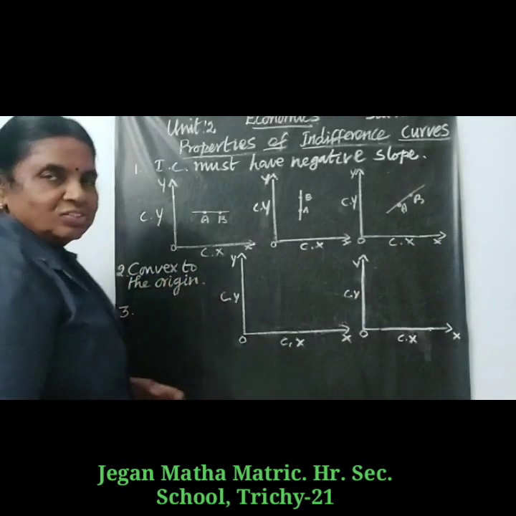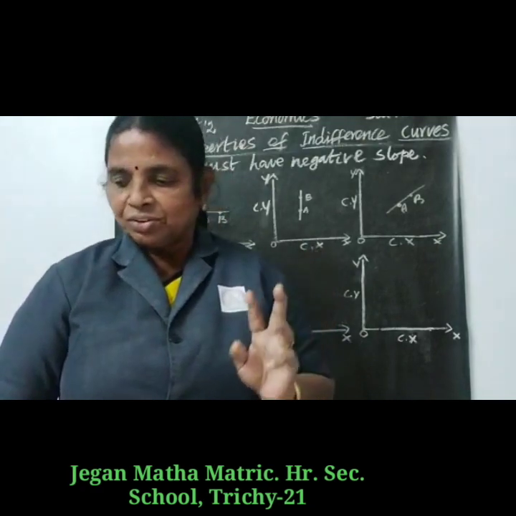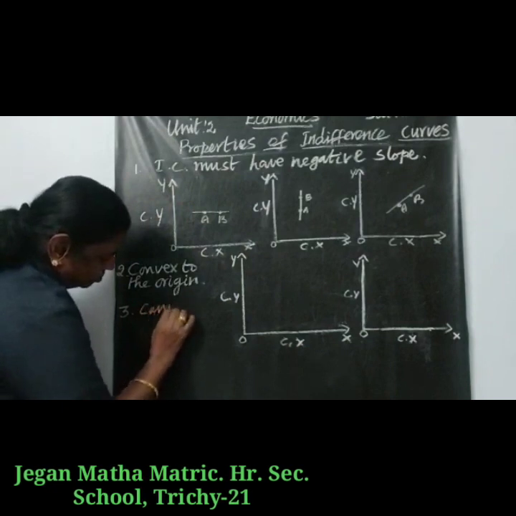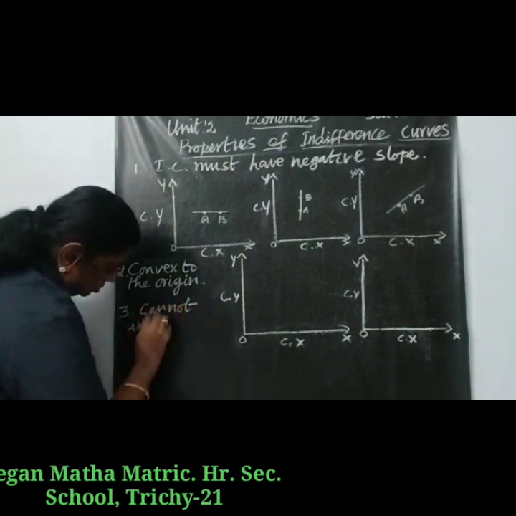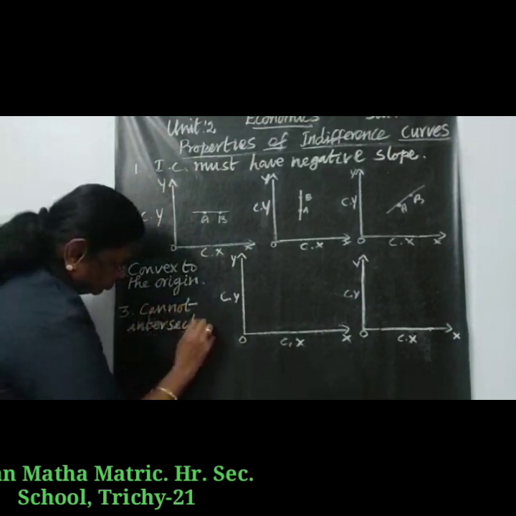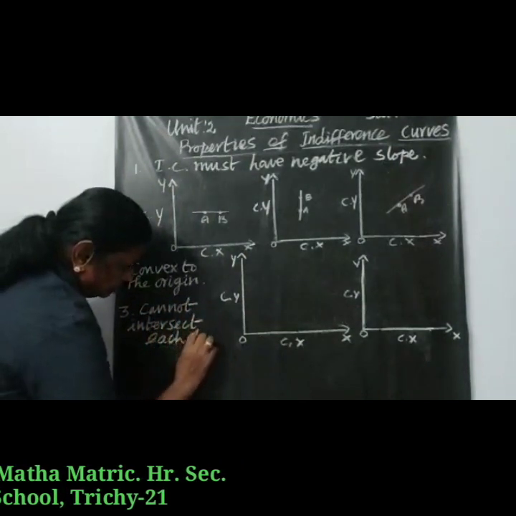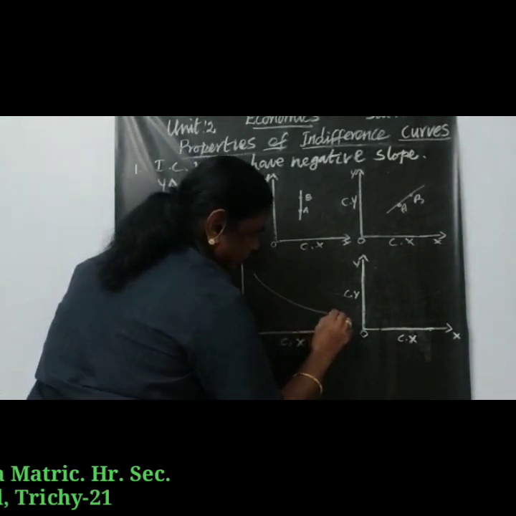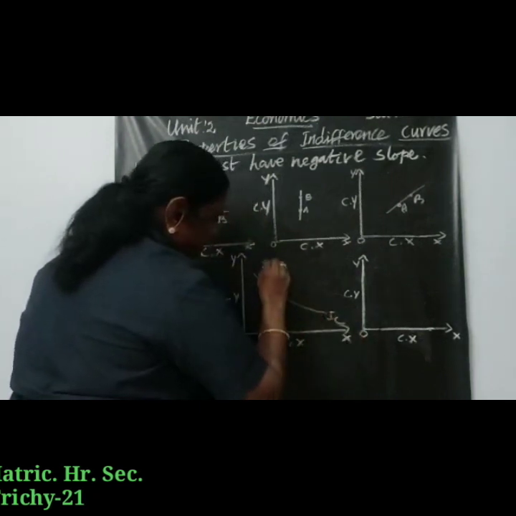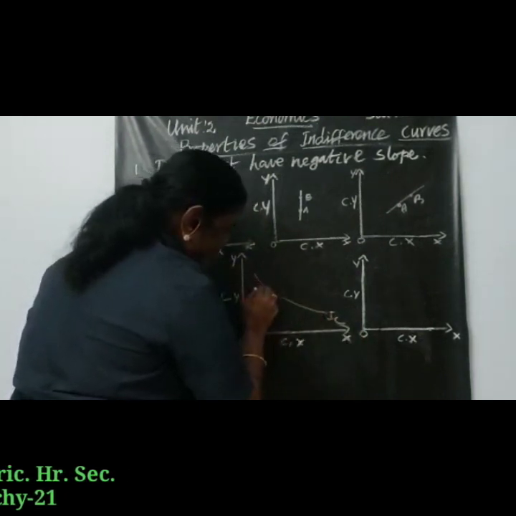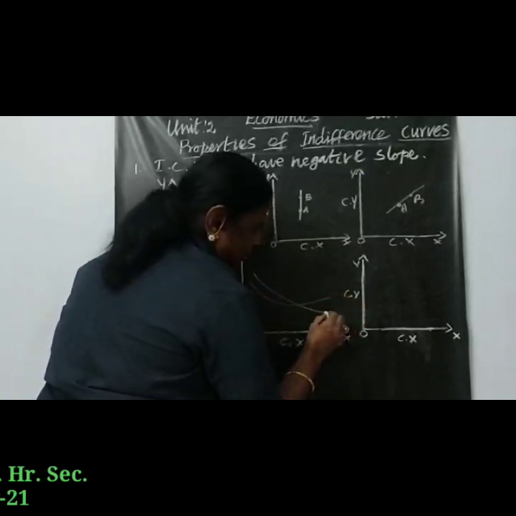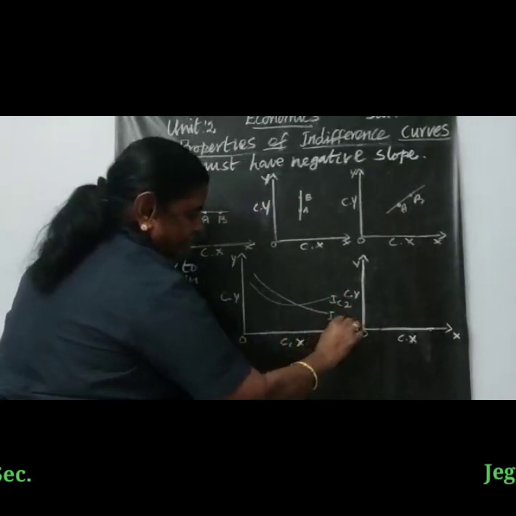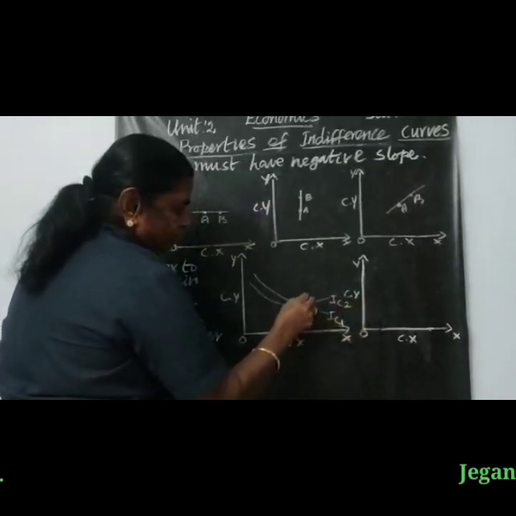Thirdly, indifference curves never intersect each other. An indifference curve cannot intersect another. See this diagram. Here is indifference curve IC1, and if I draw indifference curve IC2, it goes like this. So both IC1 and IC2 intersect each other at the point C.